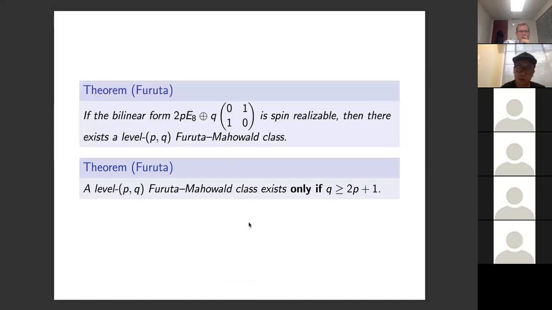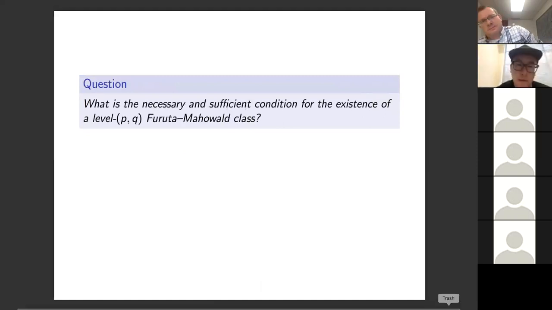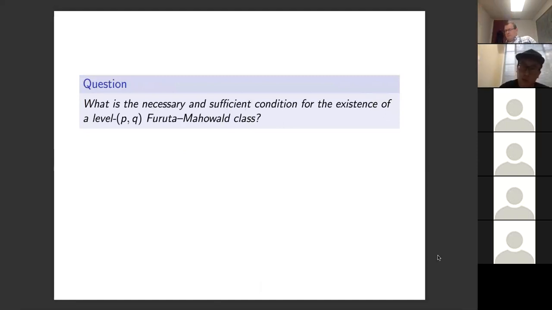So using Pin(2)-equivariant K-theory, Furuta proved that the level PQ Furuta-Hopkins class exists only if Q is bigger or equal to P plus 1. So that's the 10/8 theorem of Furuta we mentioned earlier. Okay, so a natural question here is, for this purely algebraic topology question, what is the necessary and sufficient condition for the existence of a level PQ Furuta-Hopkins class?